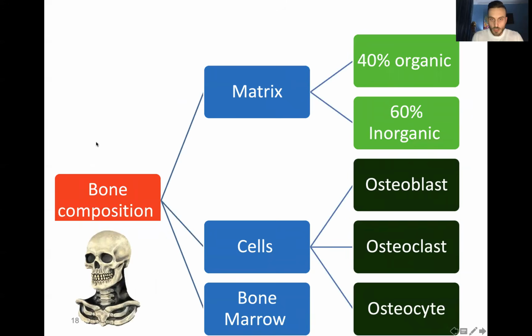This is a very common question in the oral exam. What is the bone composed of? If someone asks you what the bone is composed of, don't say osteoblasts or minerals. No, you have to go wider. We have matrix, cells, and bone marrow. For the matrix, we have organic and inorganic. For the organic, the most important thing that we're going to talk about in a minute is collagen type 1. Inorganic, hydroxyapatite, calcium, phosphorus, and so on. For the cells, we have three types of cells, the osteoblasts, osteoclasts, and osteocytes, and we have the bone marrow.